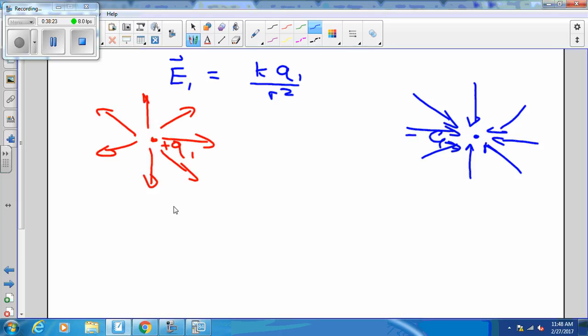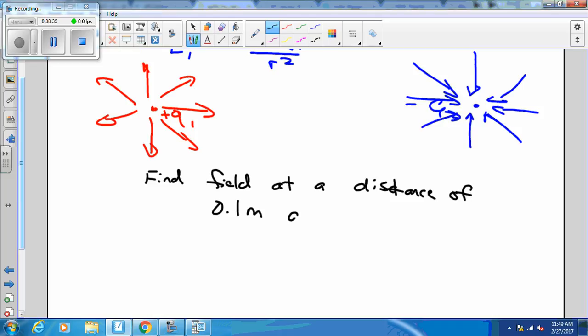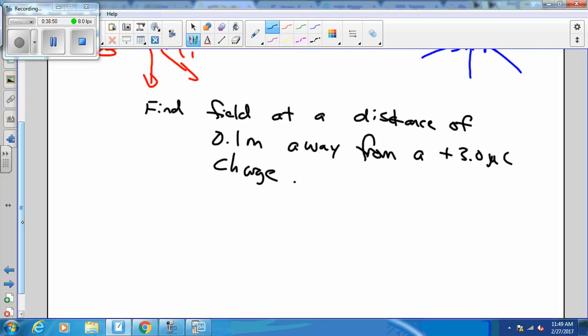So let's actually do a computation here. Find the field at a distance of 0.1 meters away from a +3 microcoulomb charge. And so we're going to denote that field as E. And it is a vector quantity, but right now I'm just finding the magnitude. I'm not finding the direction for that field, because that direction is going to depend upon where you are.